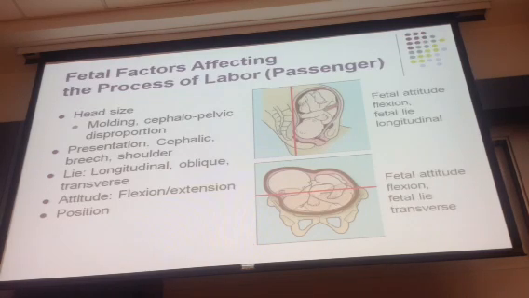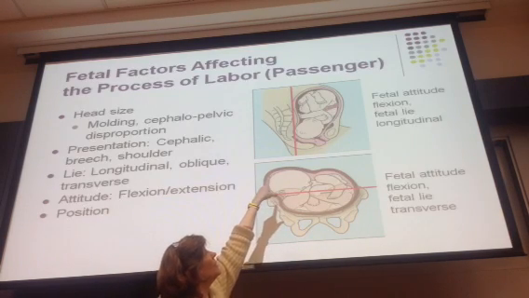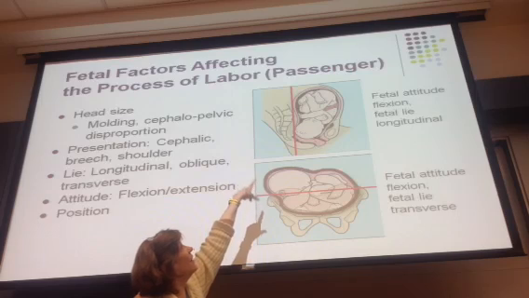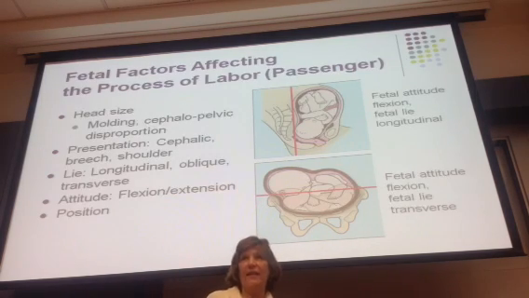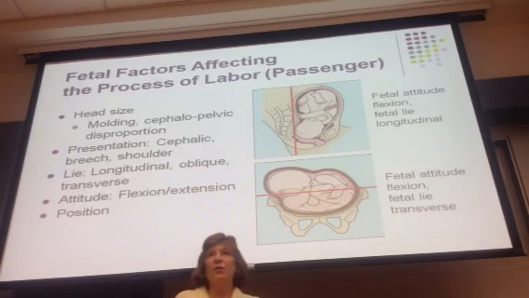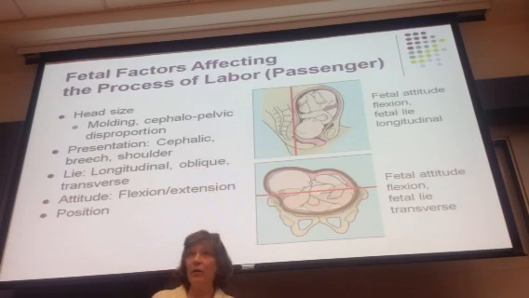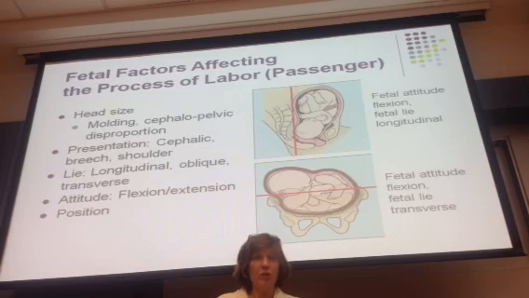So we have to think about presentation. And then we have to think about lie as well. And lie is how is the baby lying in the uterus. And you can see here, up at the top slide, that is a longitudinal lie. In other words, the spine of the baby and the spine of the mommy are parallel to each other, okay? Now you can be longitudinal and be head first. You can be longitudinal and be breech, okay?